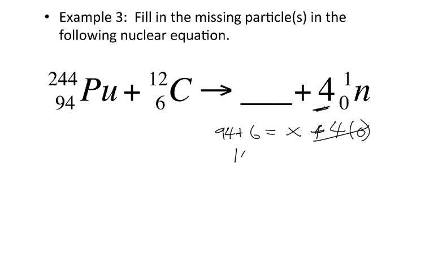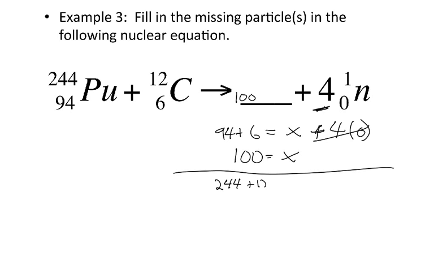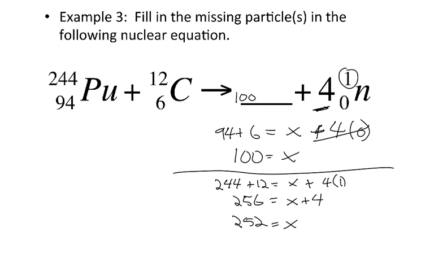So the atomic number is 100. I'll do the same thing for the mass numbers. And now I have 4 times 1. Okay, but this just ends up being... Then I'll subtract 4 from both sides. So x is 252.